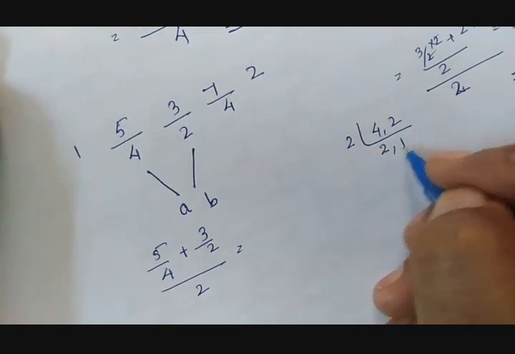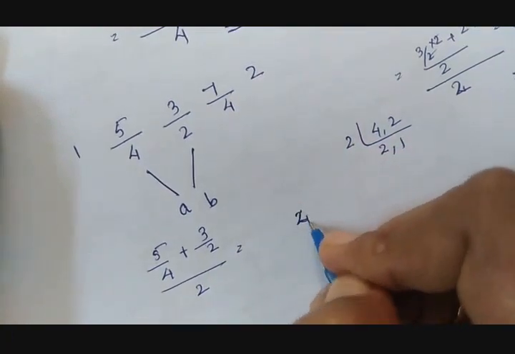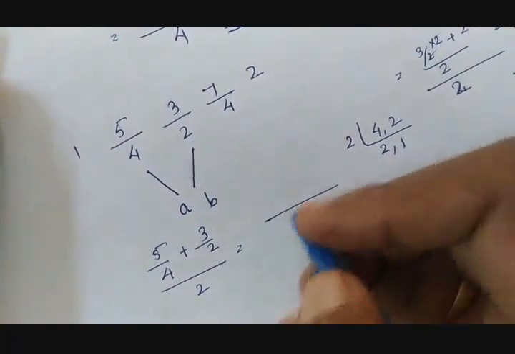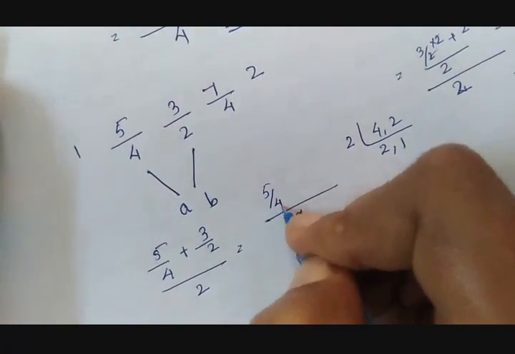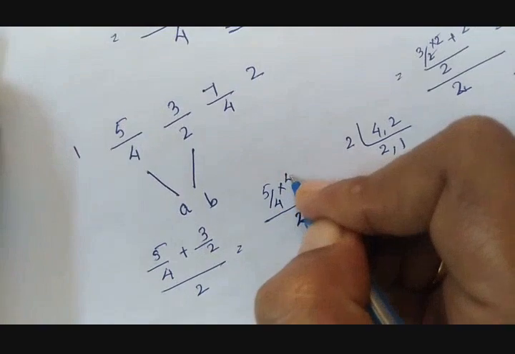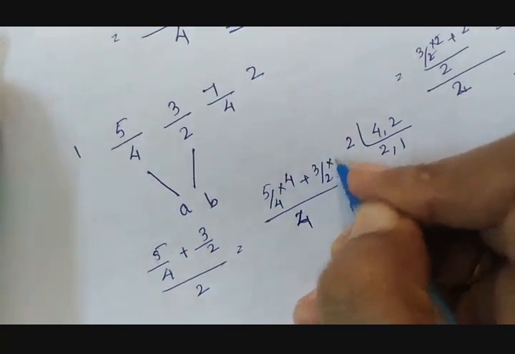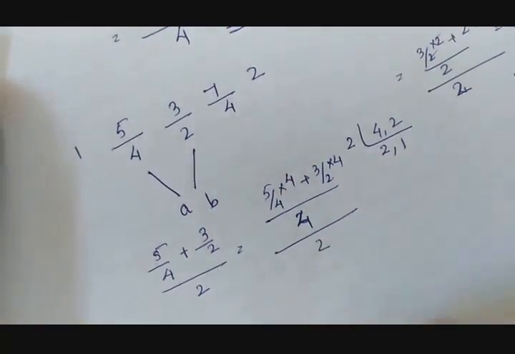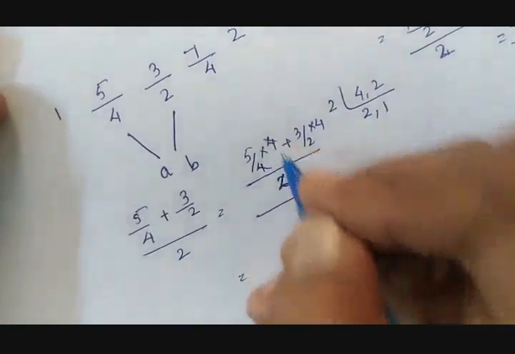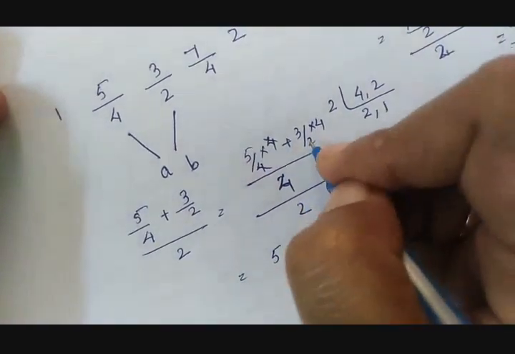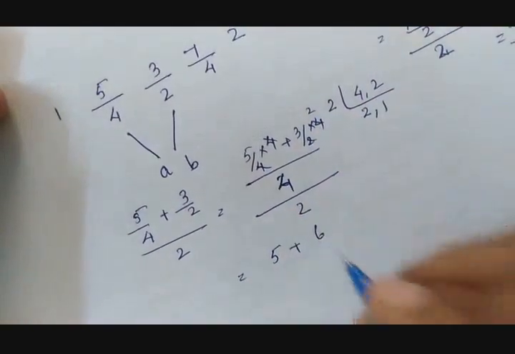1, 2 into 2 into 1. So the LCM is 4. 5 by 4 into 4 plus 3 by 2 into 4, the whole divided by 2. 5 by 4 into 4 is equal to 5, plus 3 by 2 into 4 is equal to 6.